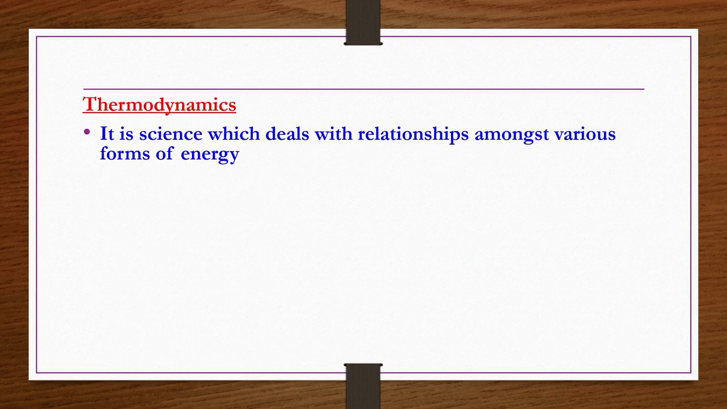Then thermodynamics. It is the science which deals with relationships amongst various forms of energy. In any chemical engineering plant you take, there is no aspect, no section without energy. Energy is associated with almost all unit operations, including pipe connections and unit processes, if not all, at least almost all we can say. So obviously we need to know different aspects of thermodynamics, okay?